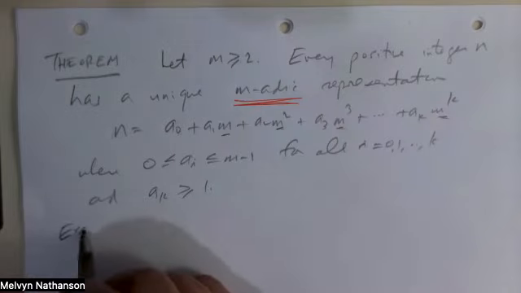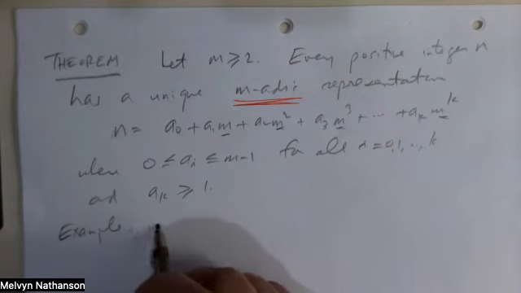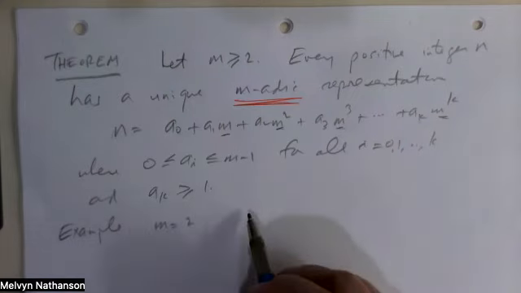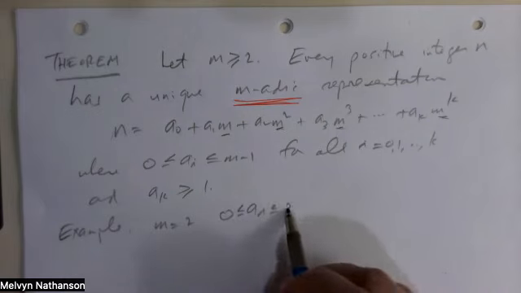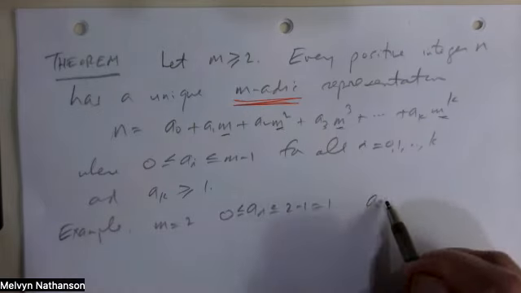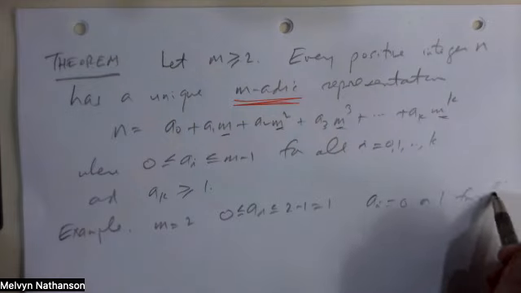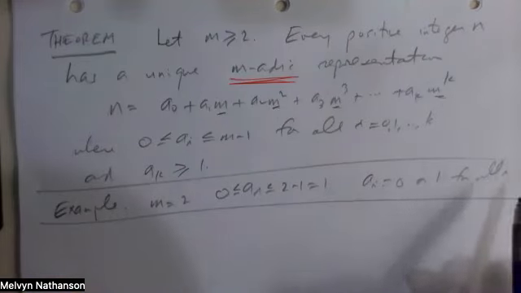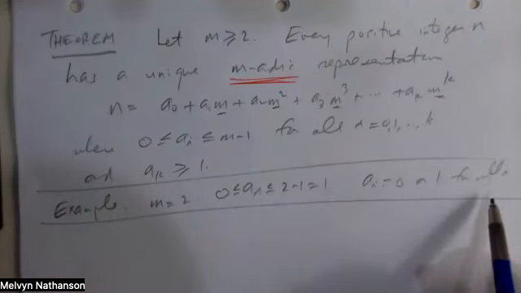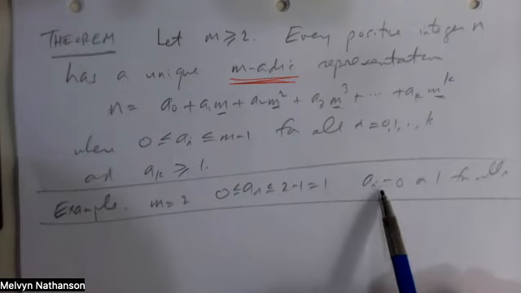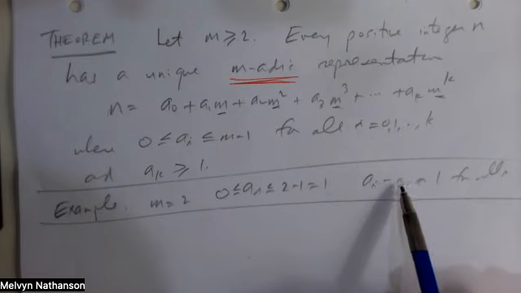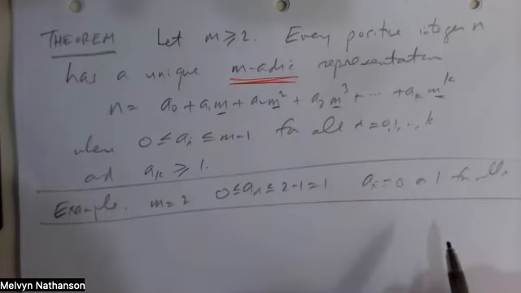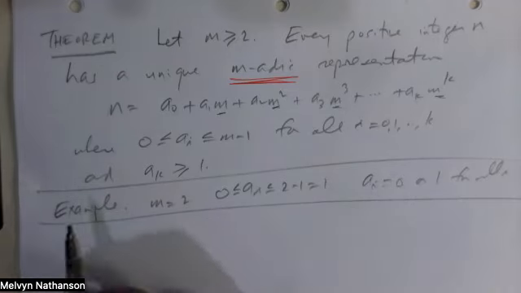And the simplest example we already looked at, m is at least 2. If you take m equal 2, then the coefficients a sub i are between 0 and 2 minus 1, which is 1. That just means a i equals 0 or 1 for all i. That's exactly what we saw with the two-adic representation. You had powers of 2, which meant the coefficients of the power of 2 was either 0 or 1. Let's look at an example of a 3-adic.